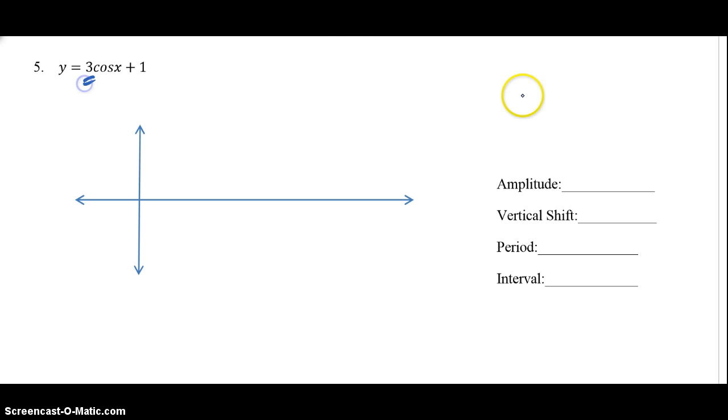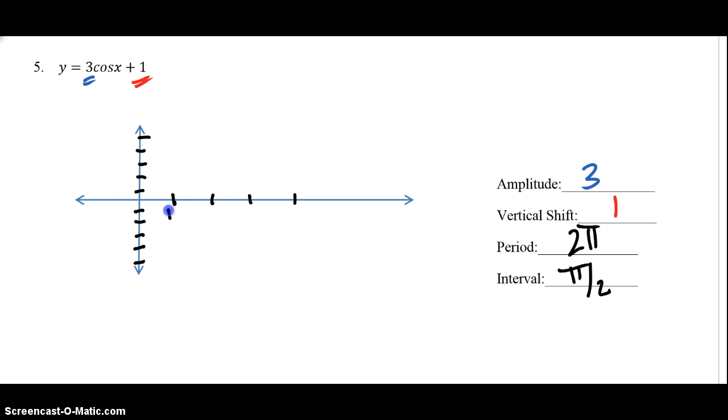Number 5, our amplitude is 3, and our vertical shift is 1, and it looks like to me everything else is just perfectly normal. So I'm going to go ahead and set up my graph like I have been on the last 4 problems here. This is going to be pi over 2, pi, 3 pi over 2, and 2 pi. So what you have to look at first here is your vertical shift. So our center line is going to change. It's going to move up 1. So I'm going to move the center line up 1 just like this.